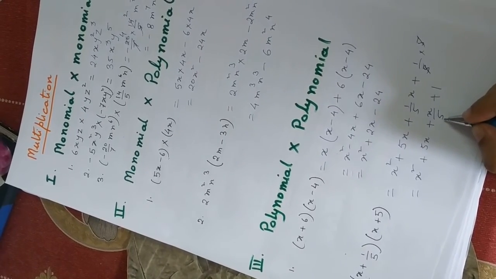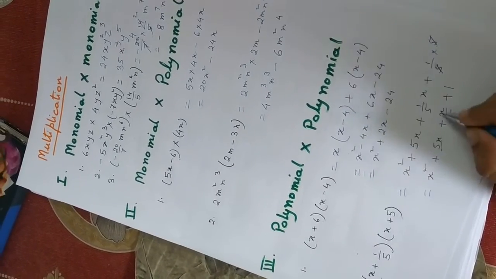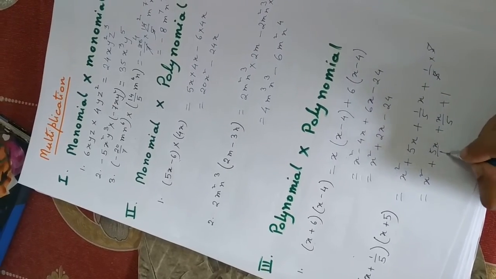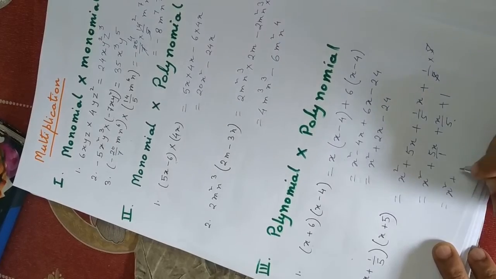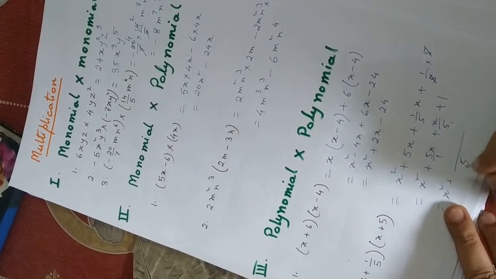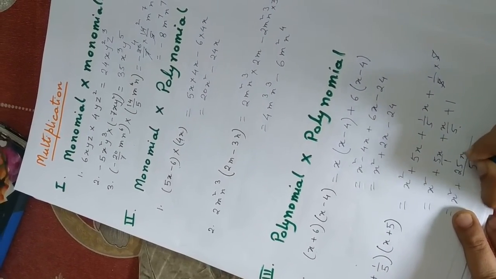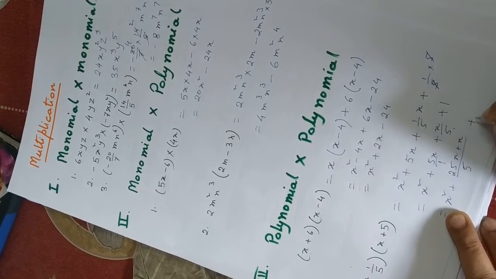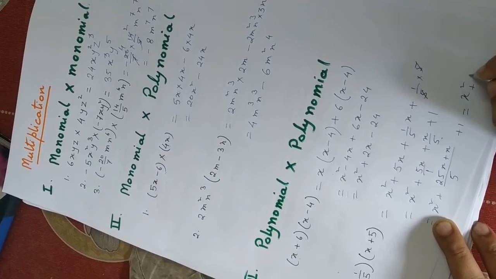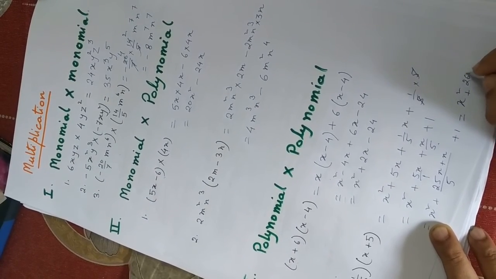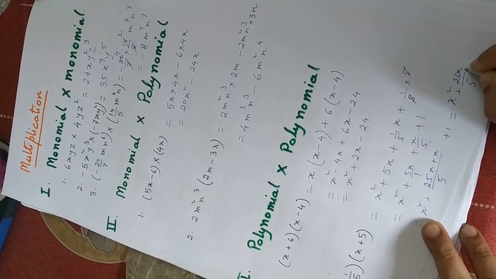So if I calculate these two parts, 1 and 5 are the denominators. Taking the LCM, LCM is equal to 5. So 5 fives are 25x plus x plus 1. So the final answer is x square plus 26x by 5 plus 1.